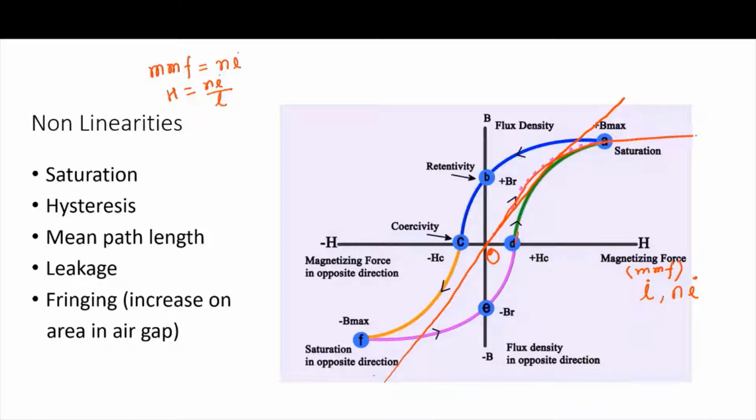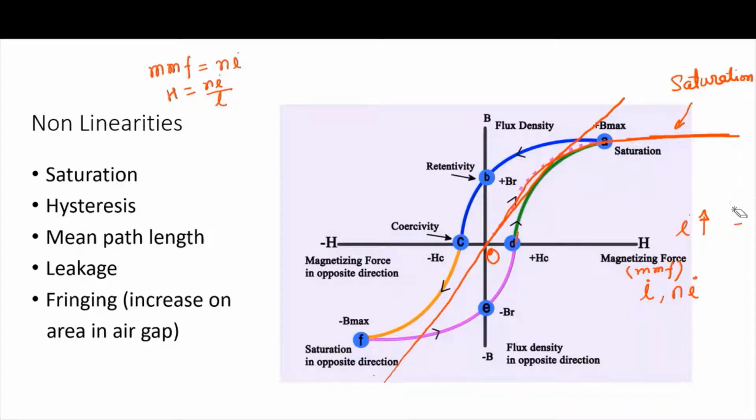Whatever current you provide, it will not cause any increase in the flux density. That is called saturation. It means the magnetic material is saturated. It cannot produce more flux given more current. Even if you give more current, it will not produce any flux. It is saturated.